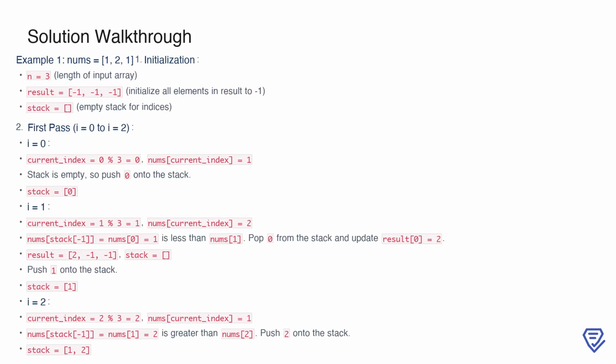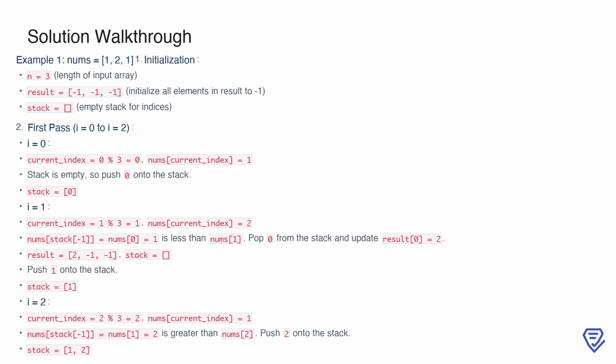Let's start with the first example where the input array is 1, 2, 1. First, we initialize our variables. The length of the array, n, is 3. We create a result array initialized to -1, -1, -1, which will store the next greater elements for each index, and an empty stack to help us process the indices. Now, we begin the first pass through the array, iterating from i equals 0 to i equals 2.